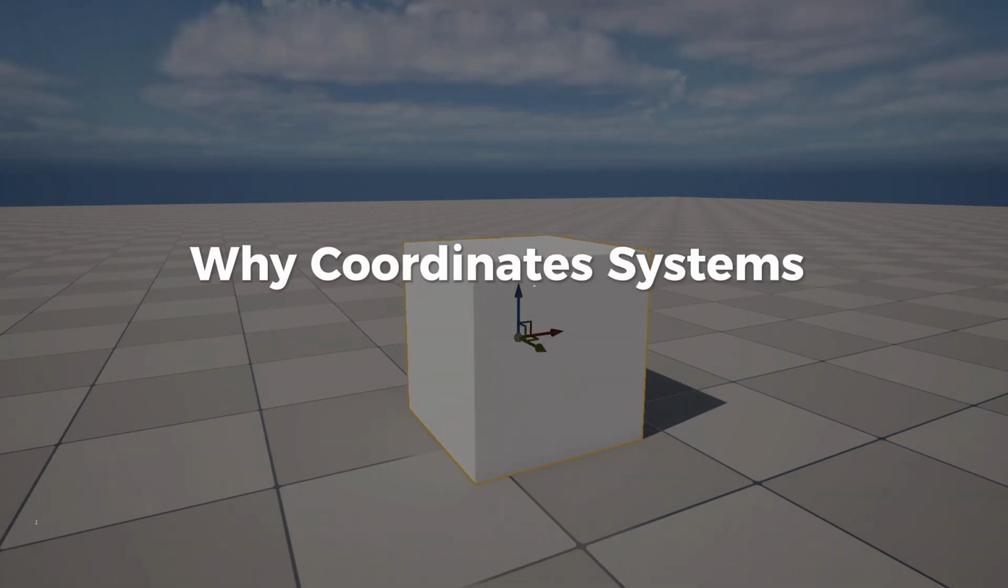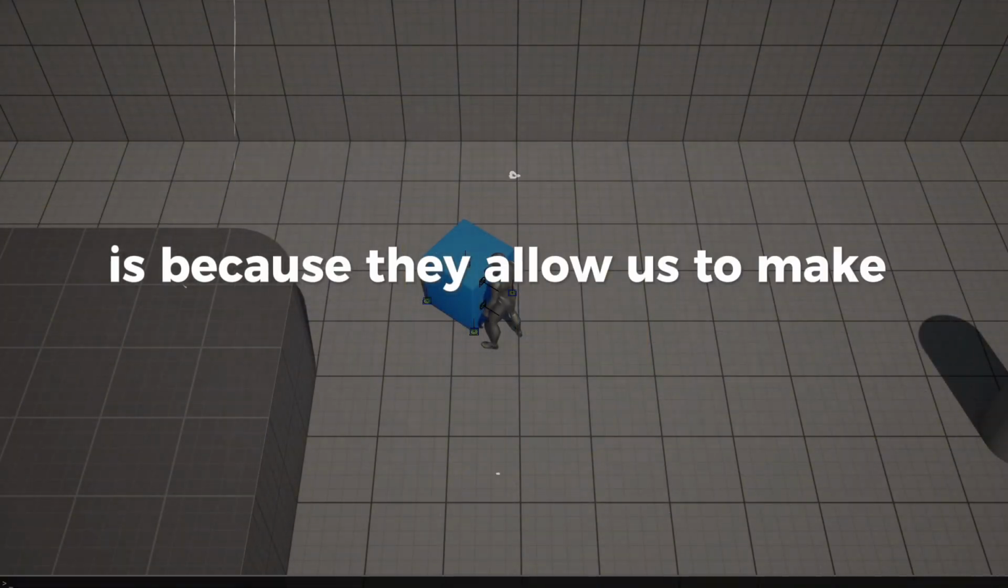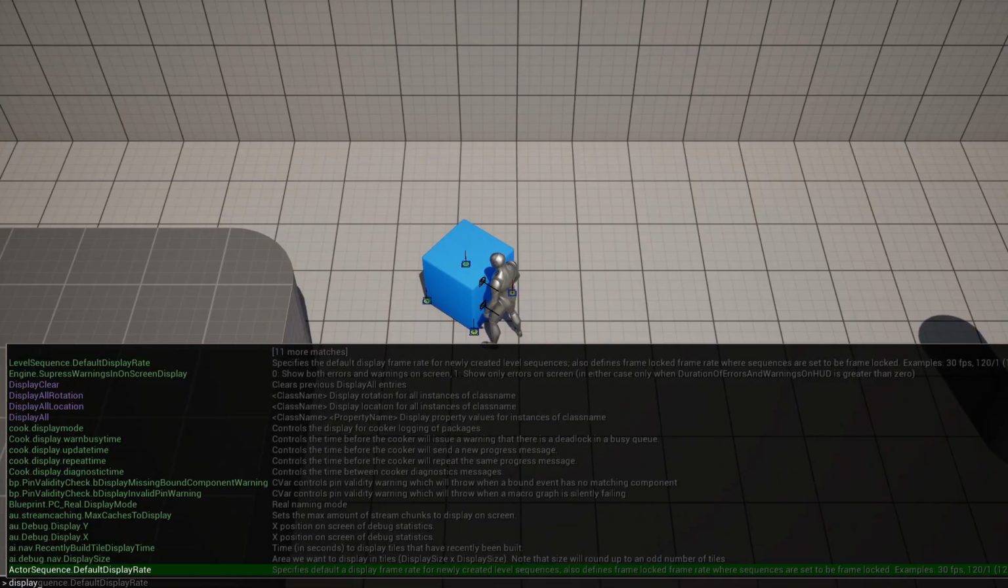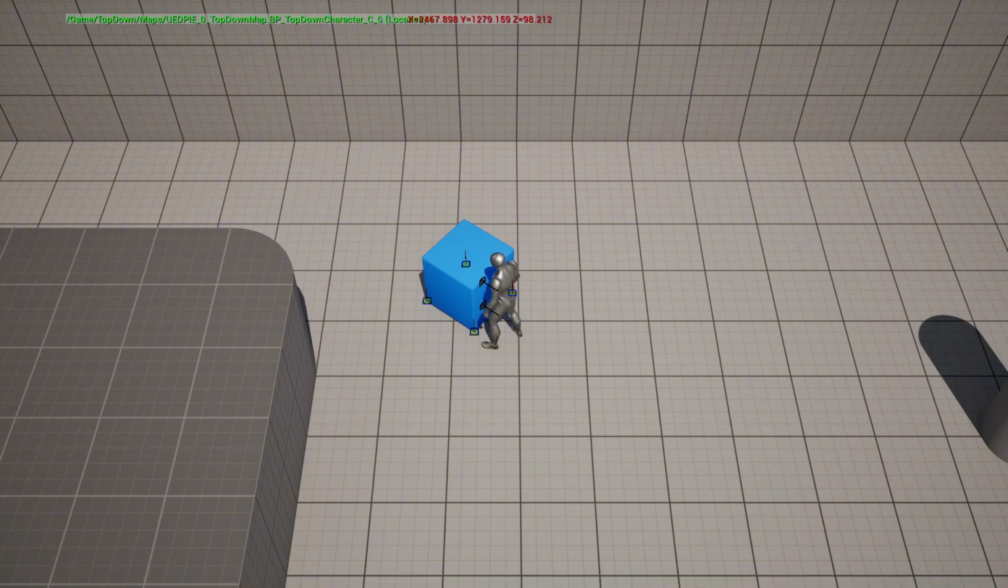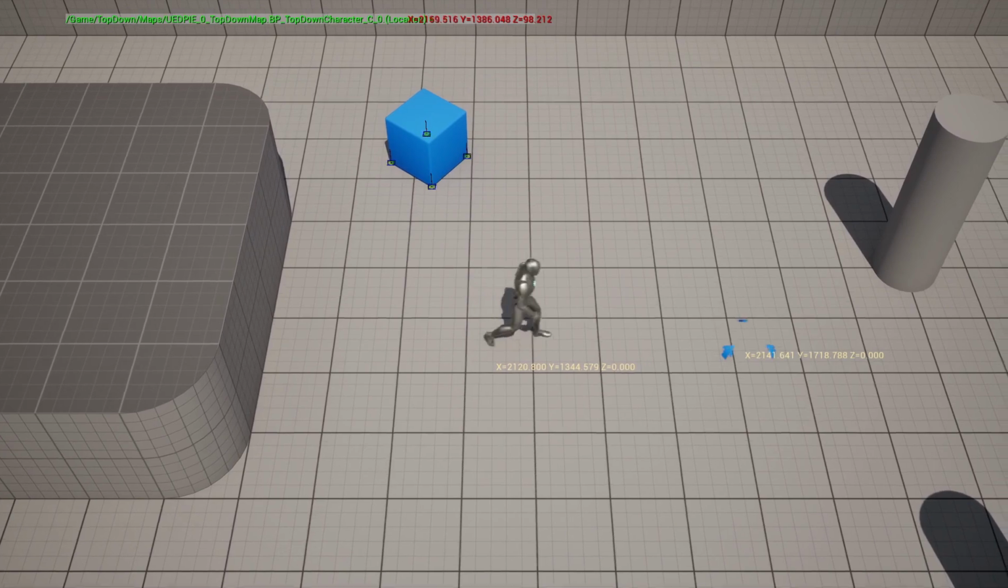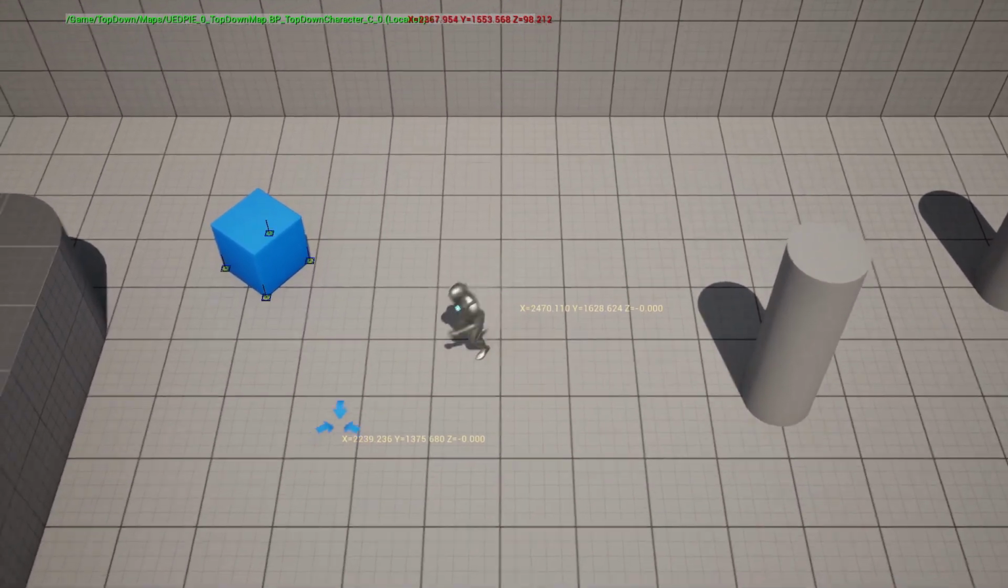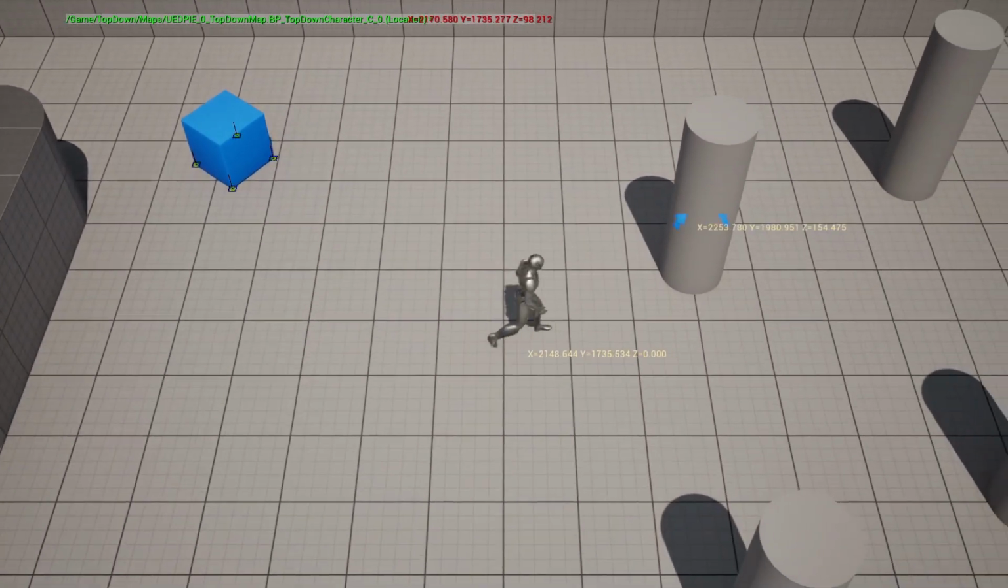Why coordinate systems matter is because they allow us to make sense of our space. If you have ever found yourself confused about a location or position value, it's usually because you're not sure what point it is measured relative to, or which direction the axes are pointing to.